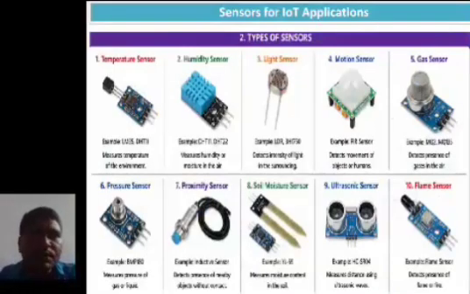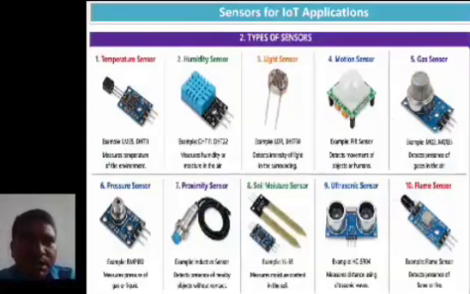Next, we can see the different types of sensors. Here I will show some 10 types of sensors, starting with the temperature sensor. It measures the temperature of the environment, and is used in weather monitoring and smart homes.